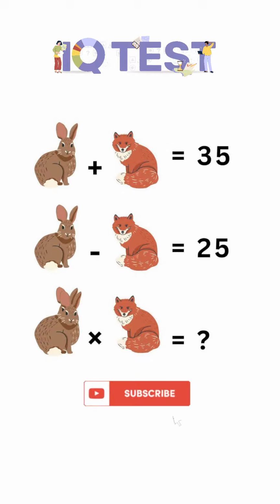So the rabbit, which is X, is 30. The fox, which is Y, is 5. So that means for equation 1, the rabbit 30 plus the fox, which is 5, is equal to 35. And then the second equation, the rabbit, which is 30, minus the fox, which is 5. 30 minus 5 is 25.